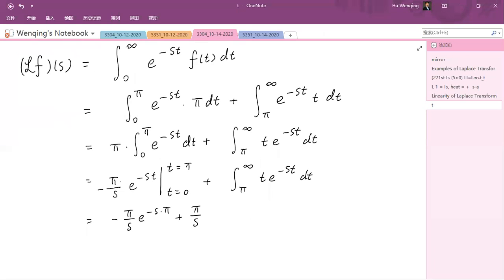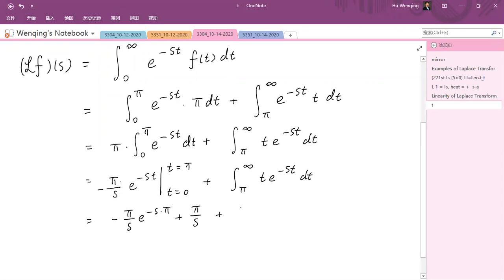Right? So the first part of this integral is very easy to calculate. It's just that you want to calculate the second part of this integral.